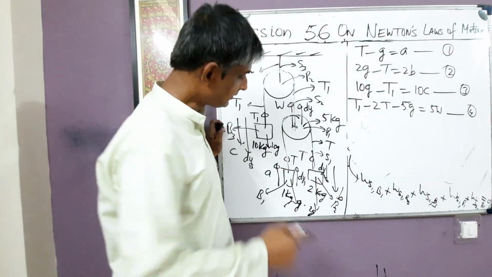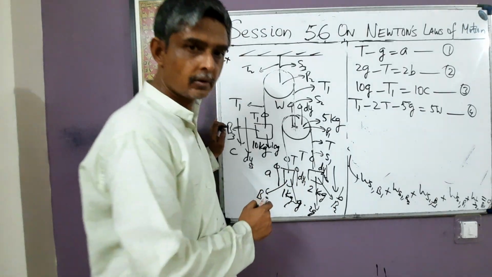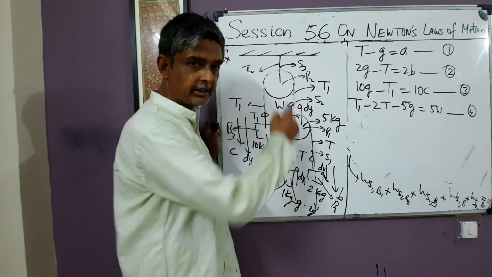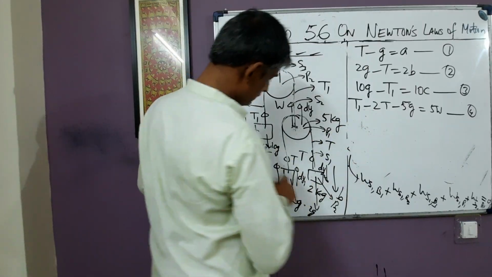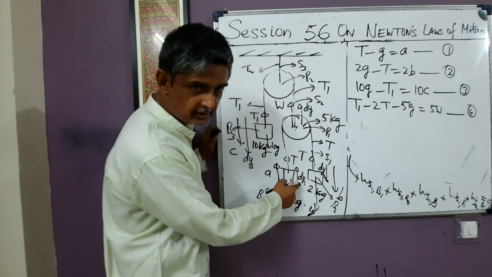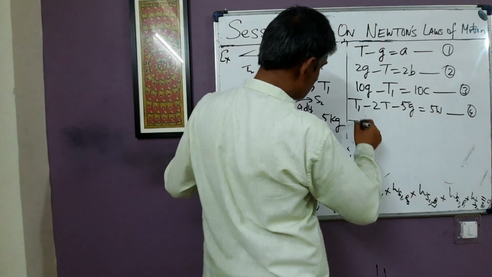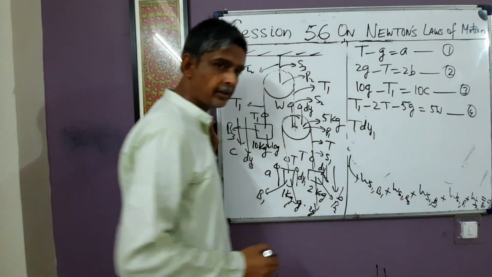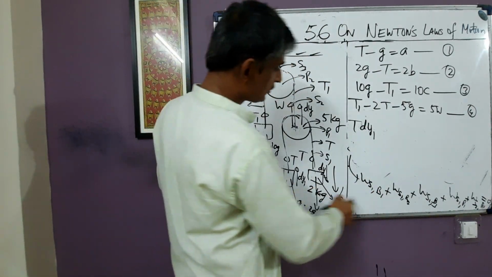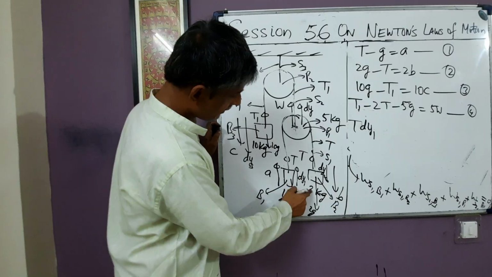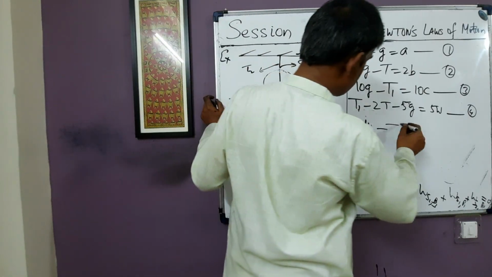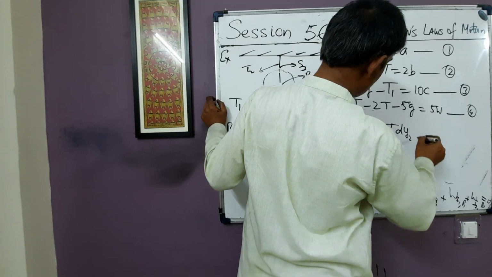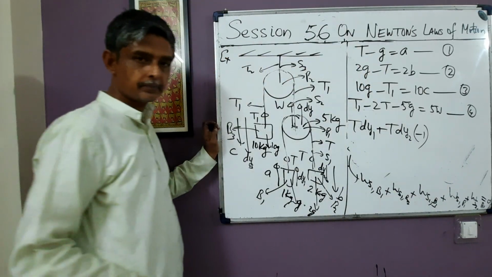If it is released from rest, it will move in the direction of its acceleration. So I have taken dy1 to be in the upward direction. Work done by string S1 on B1 is T·dy1 cos 0 degree. Plus work done by string S1 on B2: B2 is displaced downward by dy2 while T is up, so it is T dy2 cos 180 degree, which is minus 1.